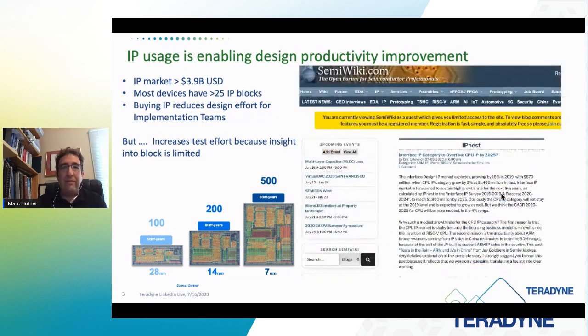Now, you don't have to just take my word for it. There's an article that just came out last week where they were talking about the interface IP market, and that's actually growing at closer to 40% per year going forward. So this is going to be a very exciting point because there's a lot of new interfaces that are coming out, and those all will have debug challenges at ATE.